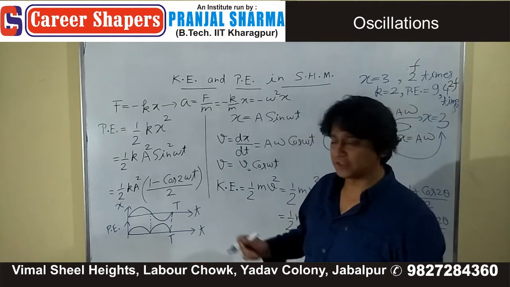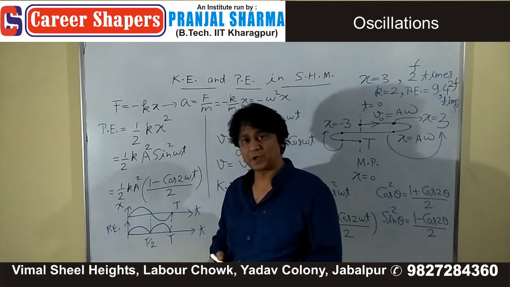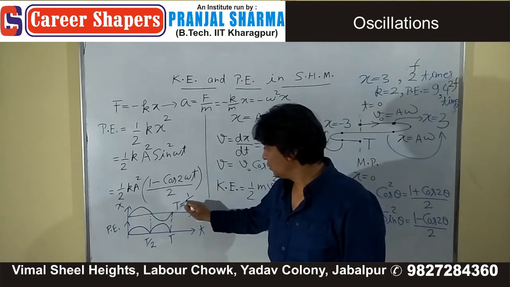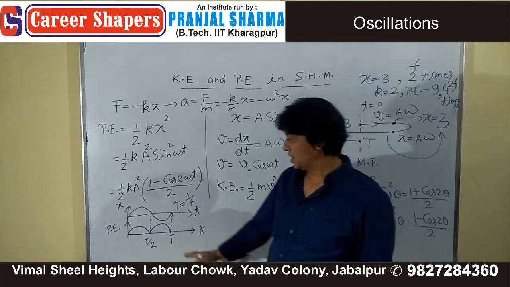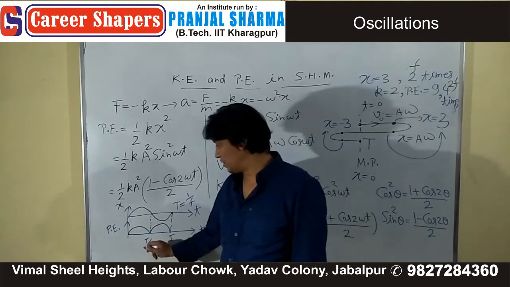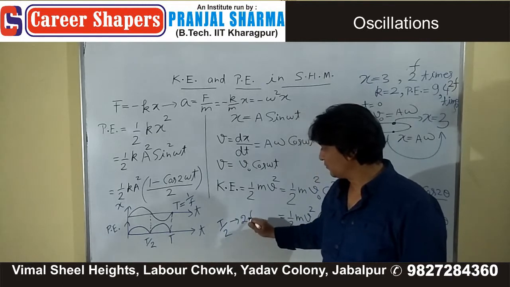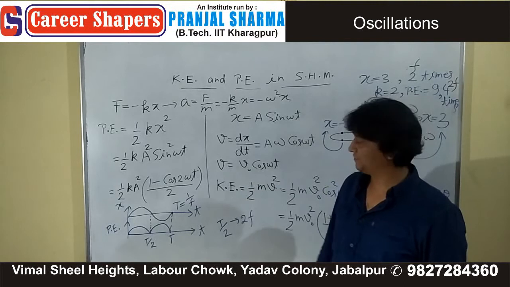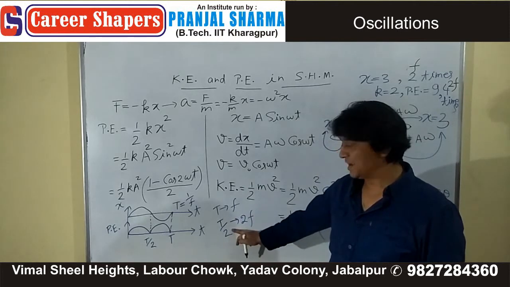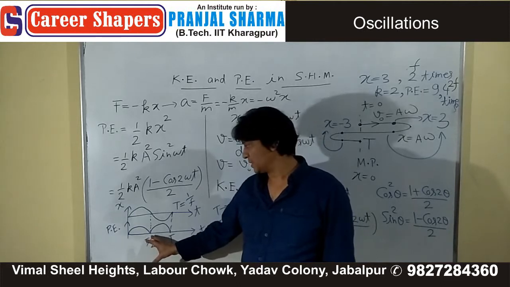Or you can understand the whole thing in this form. If this is T, you know that this thing will be T by 2. So corresponding to T, the frequency is 1 upon T, that is f. If you have a time period which is T by 2, then corresponding to T by 2 the frequency will be double of that, 2f. For T, frequency is f; for T by 2, 2f, which is quite easily visible in this graph.